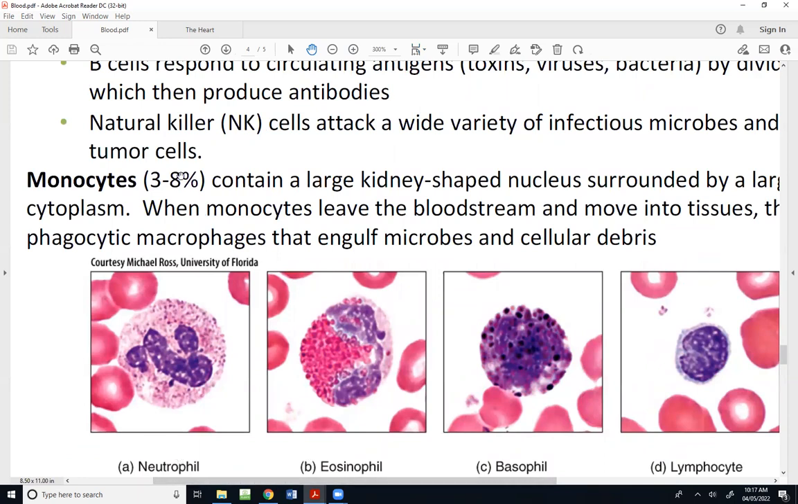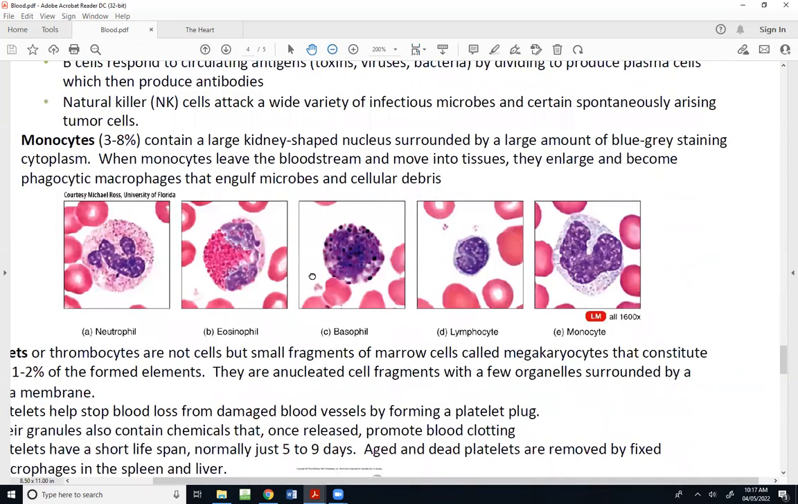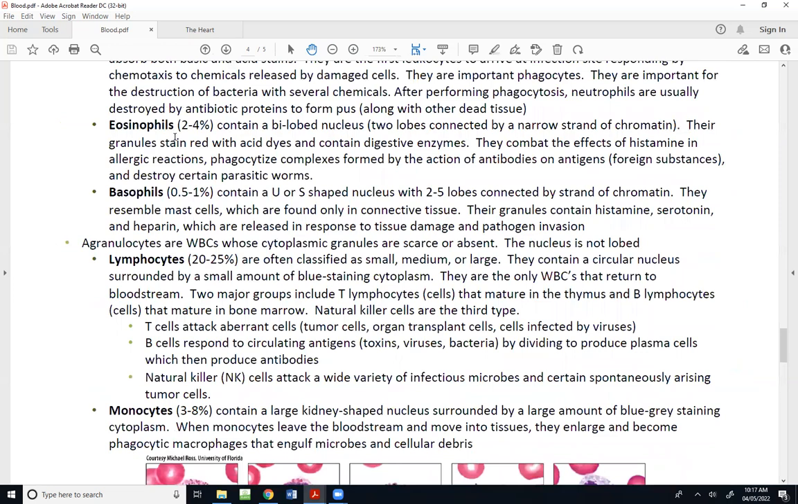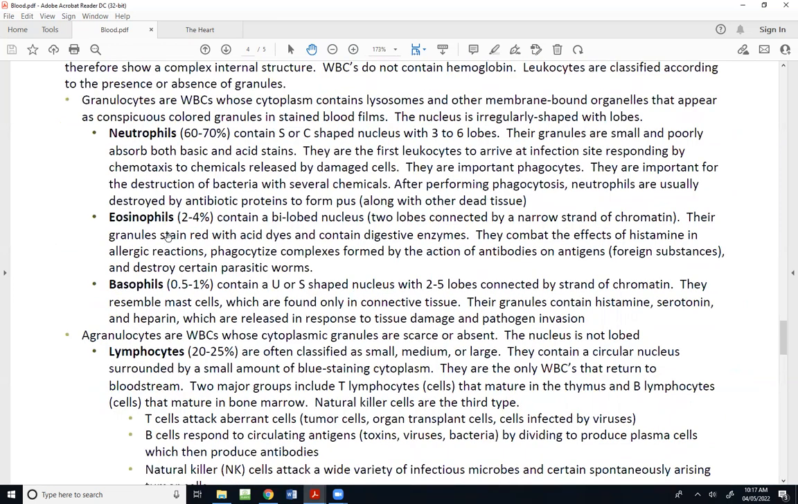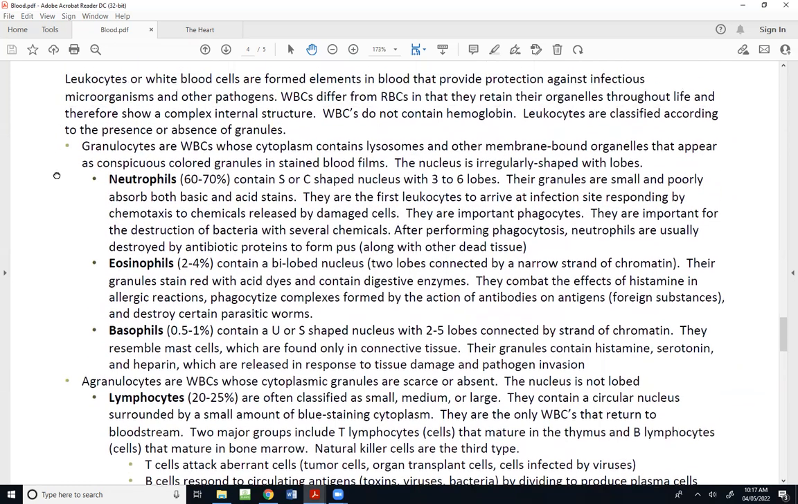If you notice, they all are similar in their name in that they end the same way with the suffix "phil" or "phils" if you're talking plural. So the phils are always going to be the grainy, speckly ones. And it's all about the absorption of different stains. That's done when preparing the slides to view the blood.